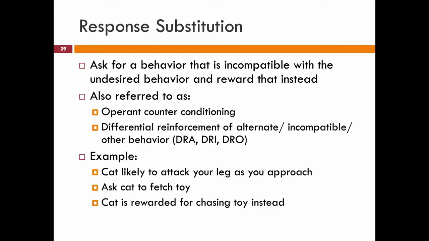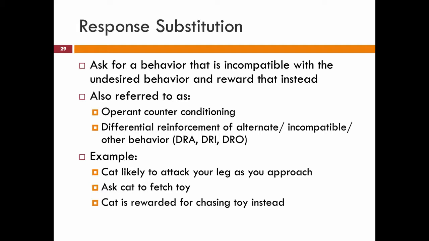Now let's talk about response substitution. So this is going to be applying operant conditioning to a behavior modification technique. Basically what we're doing here is we're asking for a behavior that is incompatible with the undesired behavior, the one we don't want, and we're rewarding the behavior that we're asking for instead. And it can also be called operant counterconditioning, differential reinforcement of an alternate or incompatible or other behaviors.